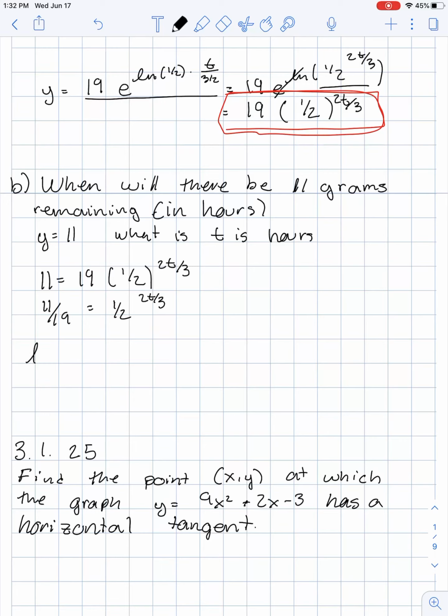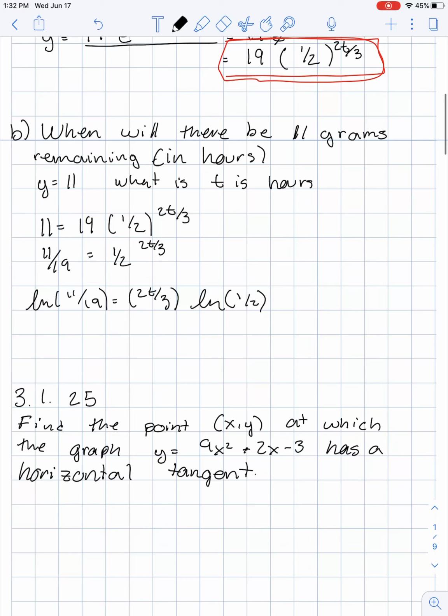So I'm going to ln both sides to get that exponent to become a coefficient, get everything on the same playing field. So I'm going to have 2t divided by 3, ln of 1/2. And then I can do ln of 11 divided by 19. And I'm actually going to change that to be negative ln of 2, just for simplicity's sake. So 2t over 3.